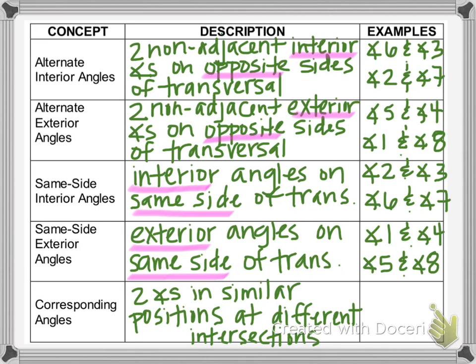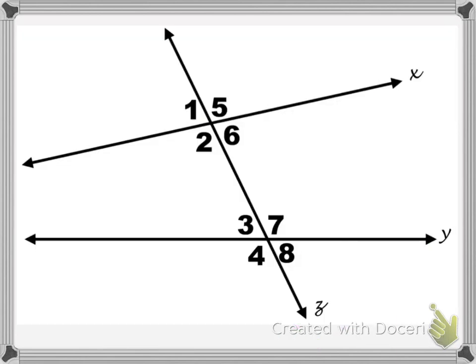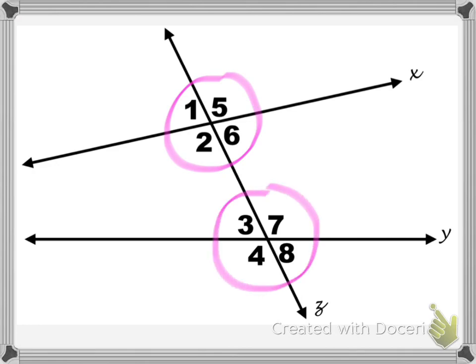So corresponding angles are a little bit different than the other 4 terms that we just talked about. They have nothing to do with interior or exterior. They have to do with being in similar positions, but at different intersections. So let's take a look at our picture and see what that means. So the two intersections that we have, we've got these four angles up here and these four angles down here.